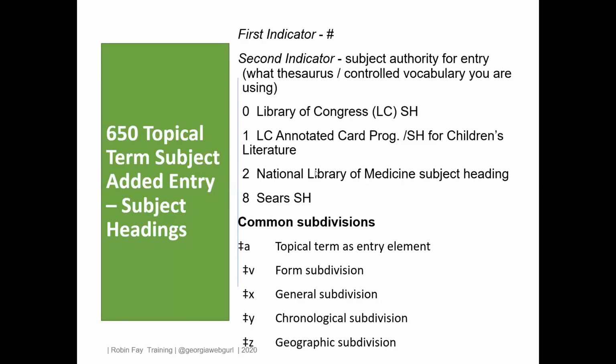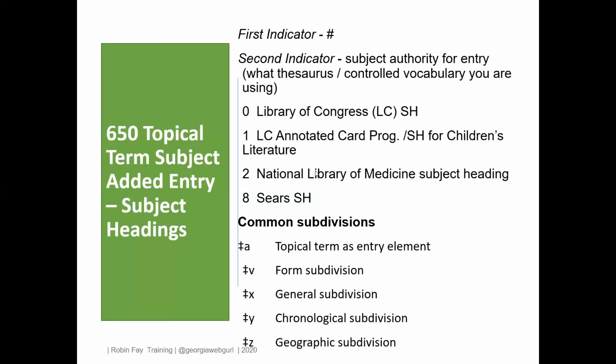So as we see here, 650, topical, so that means it's a subject, and we have here first indicator. First indicator is blank. Pound sign means blank, means nothing there. First indicator, we're putting nothing in there. Second indicator, subject authority for entry. This is what vocabulary you're using. And you know, there's a list. You pick off the list.